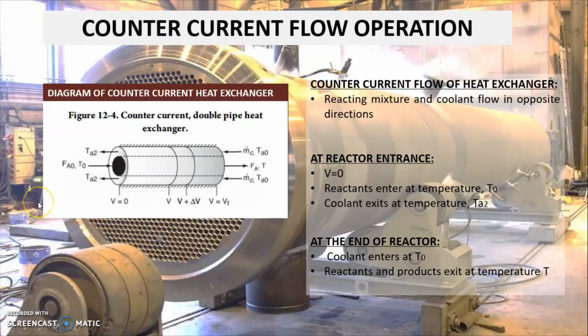So for the countercurrent flow operation, the reacting mixture and coolant flow in opposite directions. As we can see here in figure 12.4, at the reactor entrance, V is equal to 0. The reactant enters at temperature T naught, which is here, and the coolant exits at the temperature Ta2, which is out here. And at the end of the reactor, the coolant enters at Ta0, and the reactants and product exit at the temperature T.